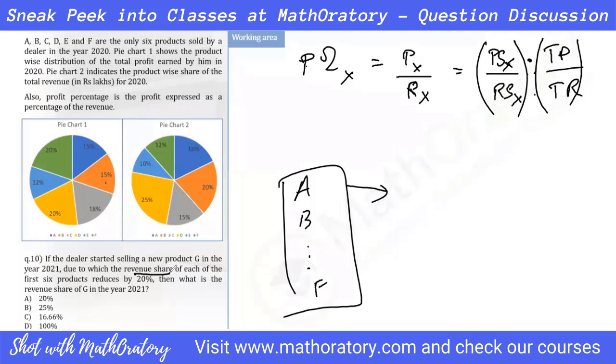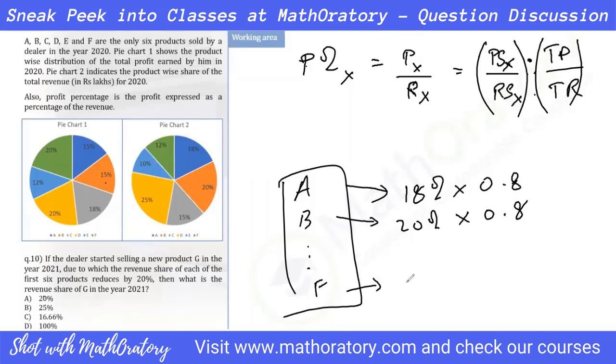20%, right? So for example, A had a revenue share of 18%. So on this thing, it will be 18% into 0.8, right? It will reduce by 20%. B, it will be 20%. It was 20%. So it will be 20% into 0.8 in 2021. So all of these, that is what is happening, right? So for F, we had 12% in the previous year. So this becomes, so think about it.